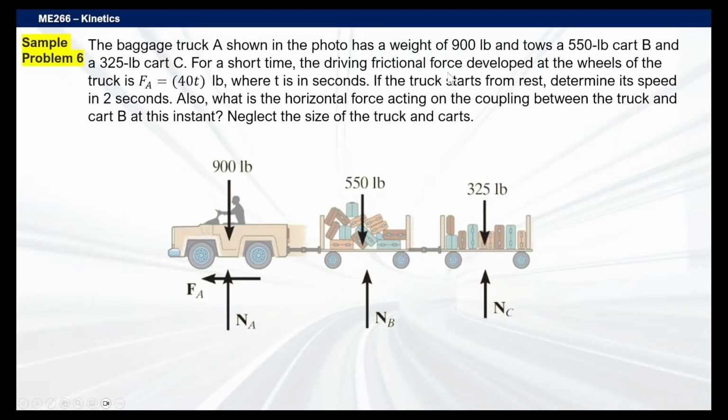Okay, driving frictional force. I think the only reason why the force is in this particular direction is that the truck here is just about to start, and whatever this force is, it's the amount of force that it has to overcome. I think. I could be wrong. Okay, so if the truck starts from rest, determine its speed in 2 seconds. Also, what is the horizontal force acting on the coupling between the truck and cart B in this instance? Neglect the size of the truck and carts.